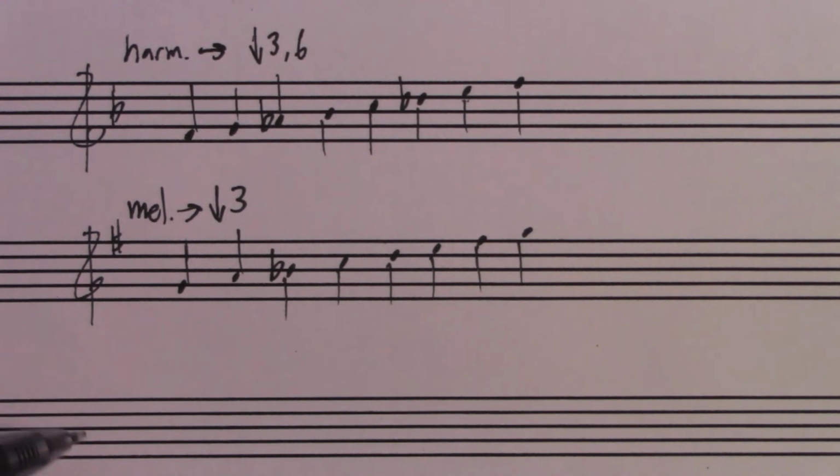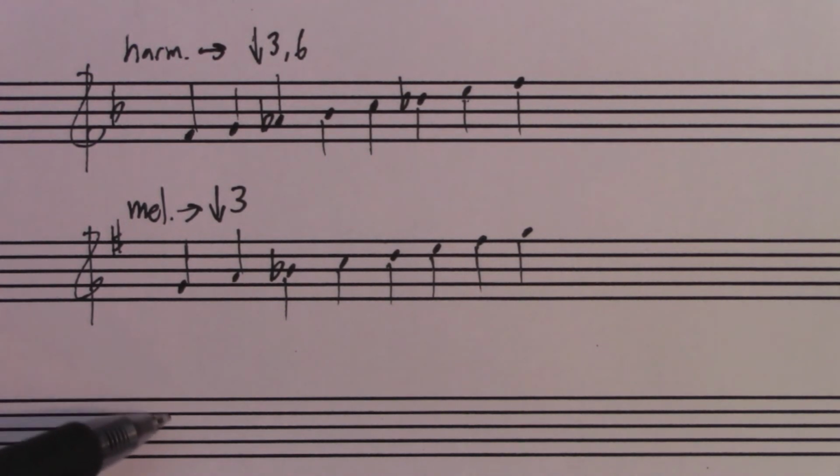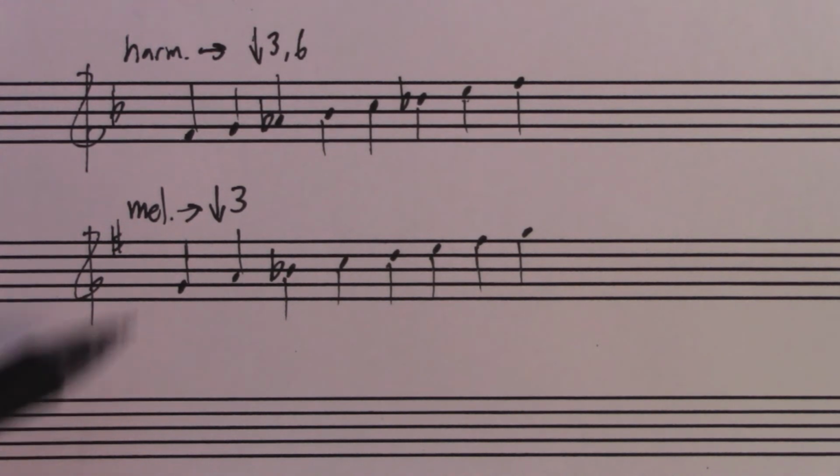If you're starting out with a natural minor, which is the relative minor, to make it harmonic from natural, you just raise 7. Melodic minor, you just raise 6 and 7. Hopefully that makes a little bit of sense.